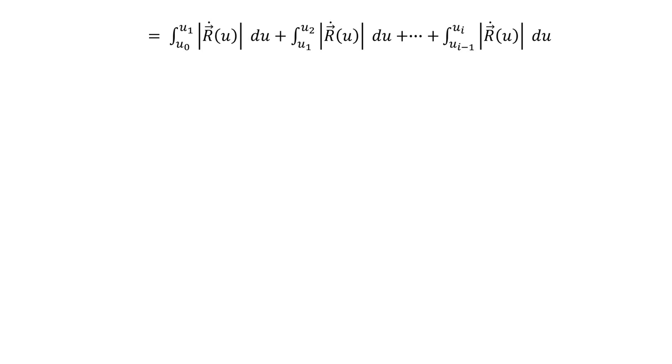Now we expand this integral: first limit u0 to u1, next u1 to u2, etc., ui minus 1 to ui. We combine all the terms, and we get the integral from u0 to un of mod r dot of u du. We know u0 is the starting point A and un is the ending point B. Therefore we write this integral as the integral from a to b of mod r dot of u du.